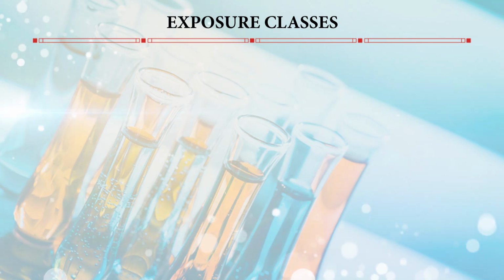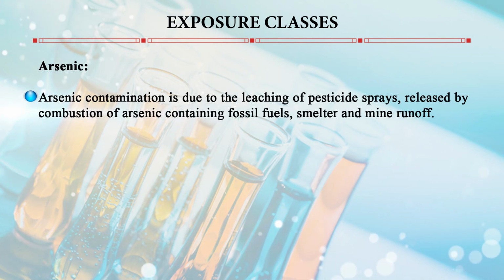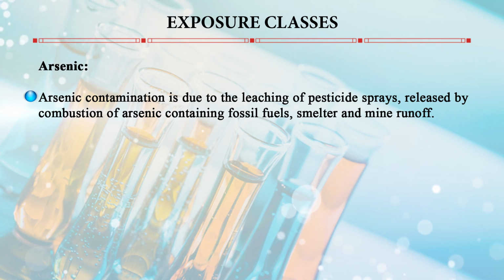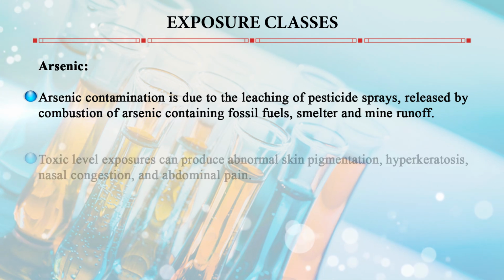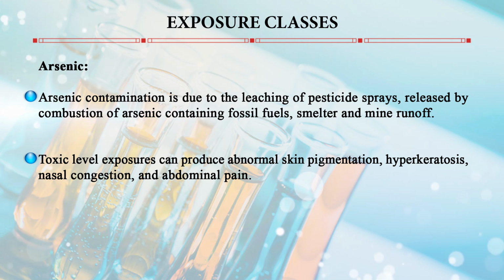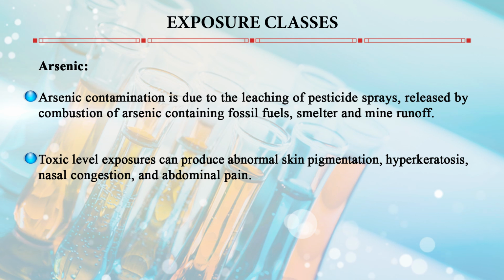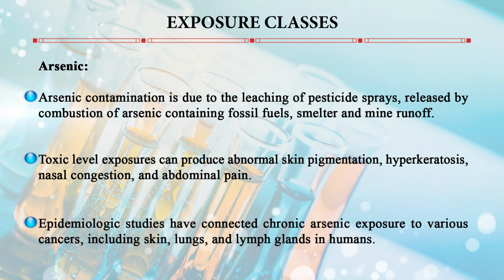At low levels of exposure, hyperactivity, decreased attention span, mental deficiencies and impaired vision are observed in children. Next comes arsenic. It is a contaminant due to the leaching of pesticide sprays and is released by the combustion of arsenic-containing fossil fuels, smelters, and mine runoff. Toxic level exposures can produce abnormal skin pigmentation, hyperkeratosis, nasal congestion and also abdominal pain.